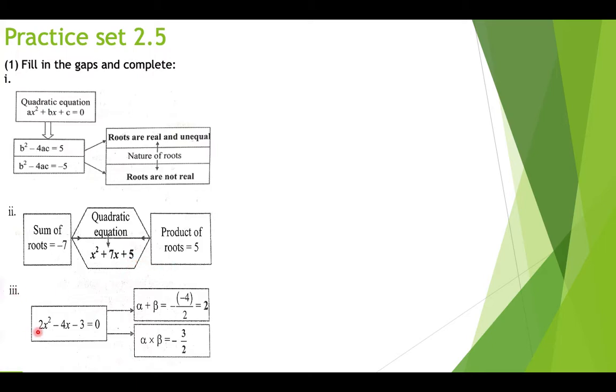Similarly, in the third one, we have been given the quadratic equation 2x square minus 4x minus 3 is equal to 0. We have been asked to find the value of alpha plus beta. So alpha plus beta is equal to minus b by a. Here b is minus 4 and a is 2. Therefore it is minus of minus 4 by 2, which is equal to 2. Whereas alpha into beta is equal to c by a. Here c is minus 3 and a is 2, so it is minus 3 by 2.